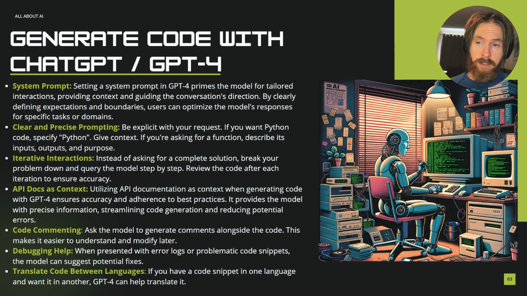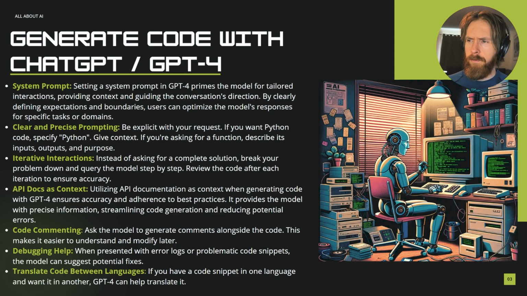API documentation as context. This is something I used in the previous episode. If you have an API we haven't used before, maybe get some context from the documentation and use that as context. This can provide the model with precise information and just helps get better results.